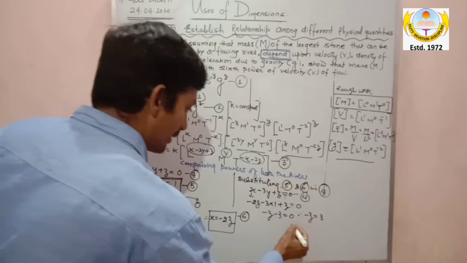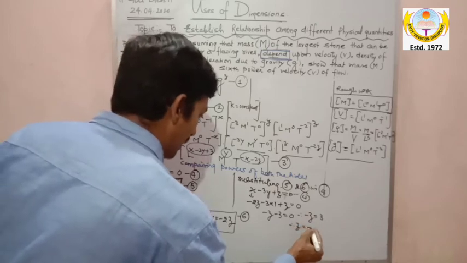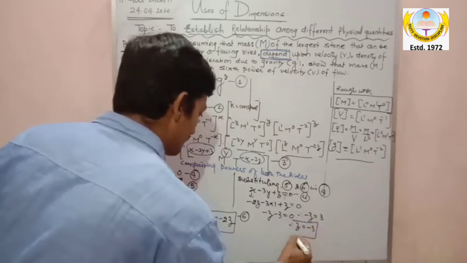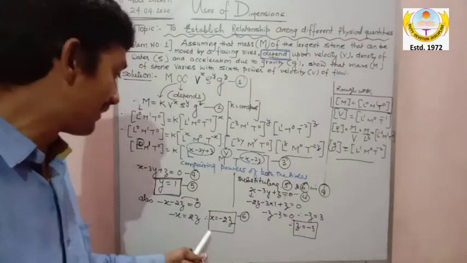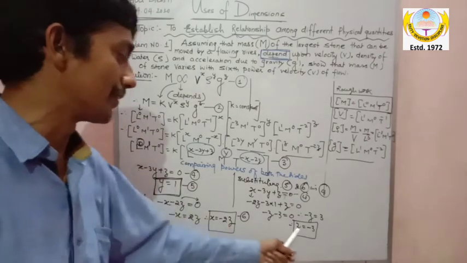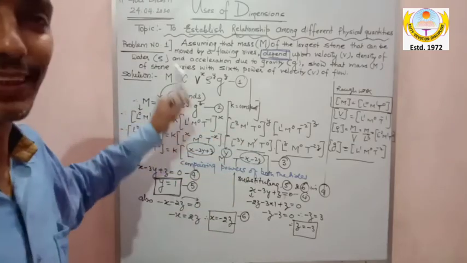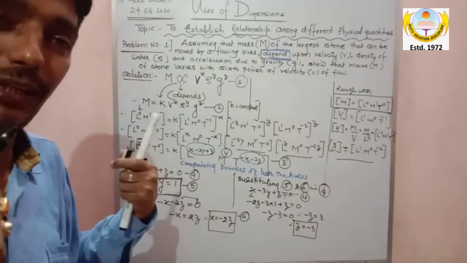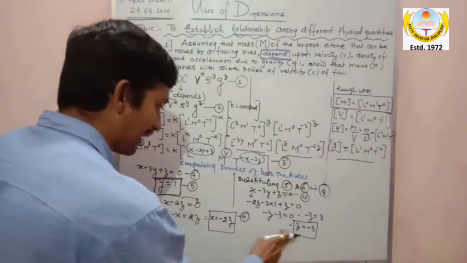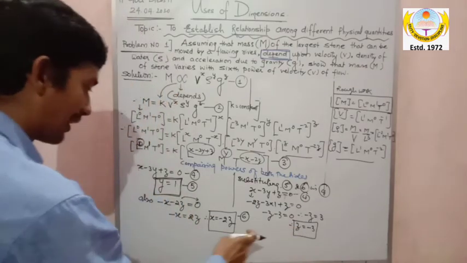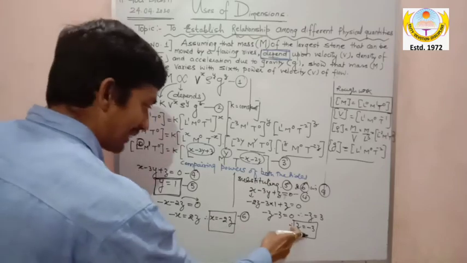Minus 3 will go up. Therefore z is equal to minus 3. So my point is that this value you should get properly. Otherwise the entire established relation will go in vain. So now here this is equation 5 and here I got the value that z is minus 3.